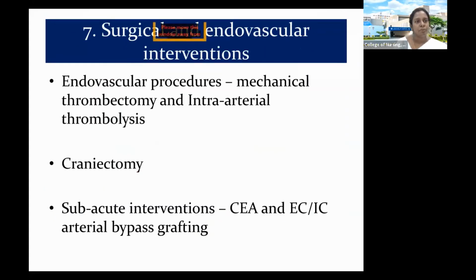Now we have finished with the medical management. When we come to surgical or endovascular interventions, quite a few options are available. In endovascular options, we have mechanical thrombectomy. I already talked about intraarterial thrombolysis. So when it comes to surgeries, two surgical options. One is craniectomy and subacute interventions where there can be grafting or anastomosis, which can be done.